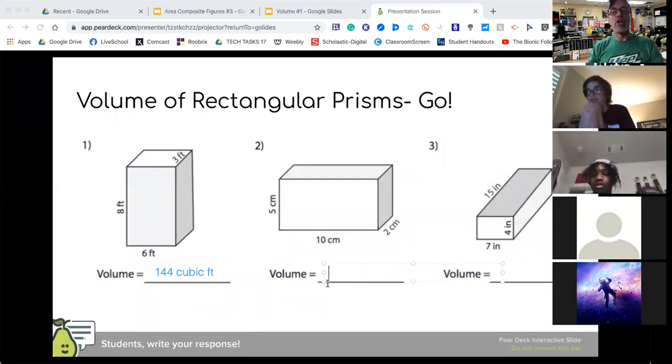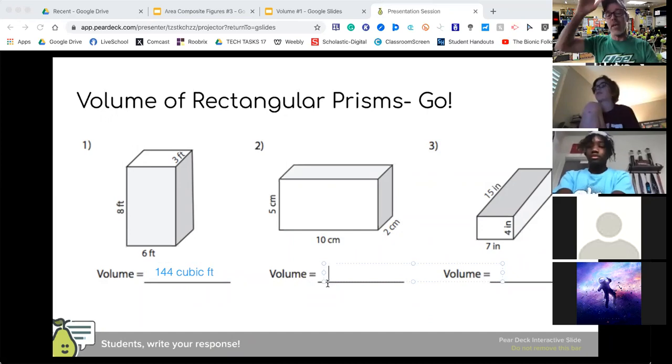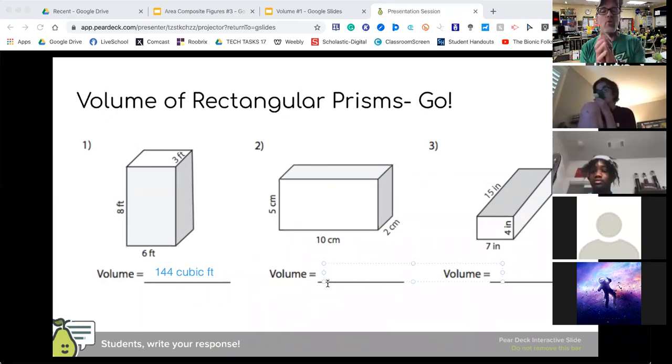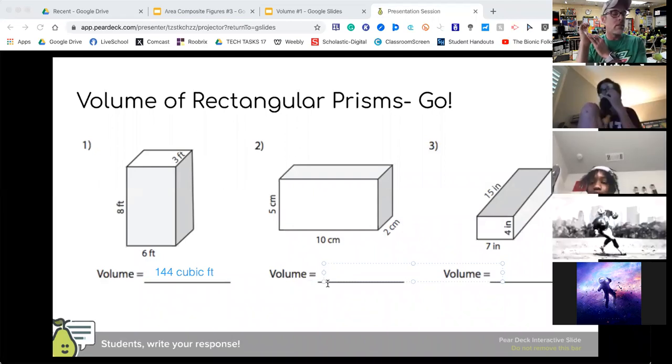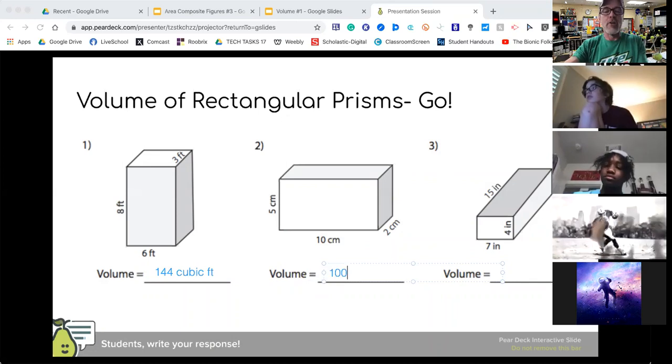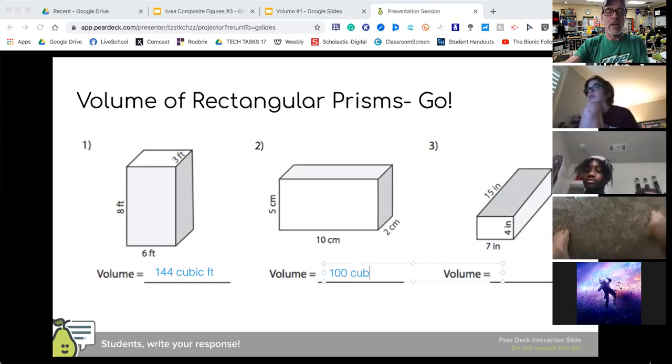If you did number 2, you would say 2 times 10, which is 20, and then 20 times 5. So the volume is 100. Thank you, 100 cubic cm.